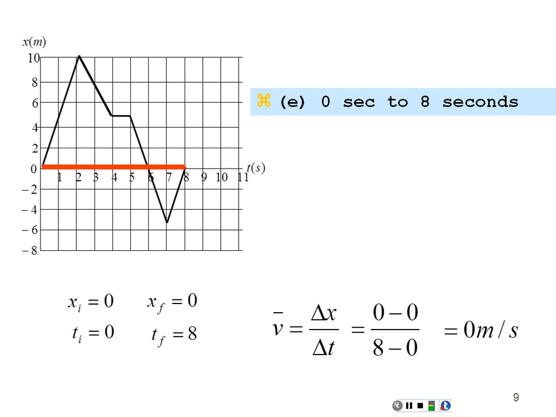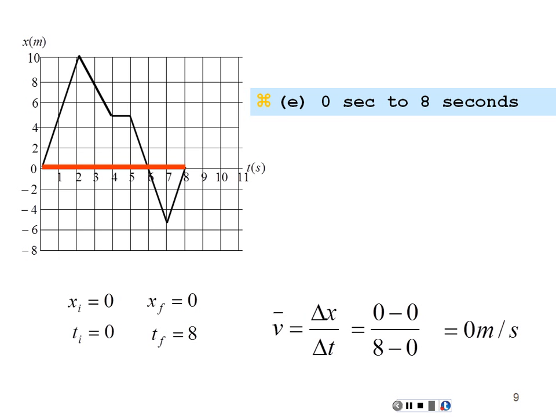What's my average speed over this interval? Well, that's different. I went 10 meters, then 5 meters, stopped for a second, went another 10 meters this way, and then came back 5 meters. So I went 10 plus 5 plus 10 plus 5, 30 meters, and I did it in 8 seconds. So 30 meters divided by 8 is 3.75 meters per second. So I had an average speed of 3.75 meters per second, but my average velocity was 0.